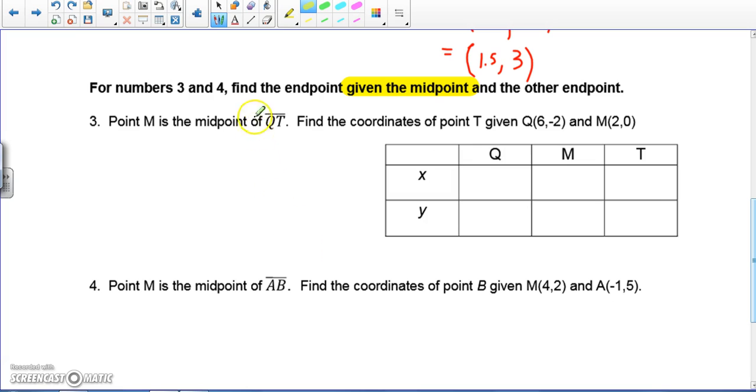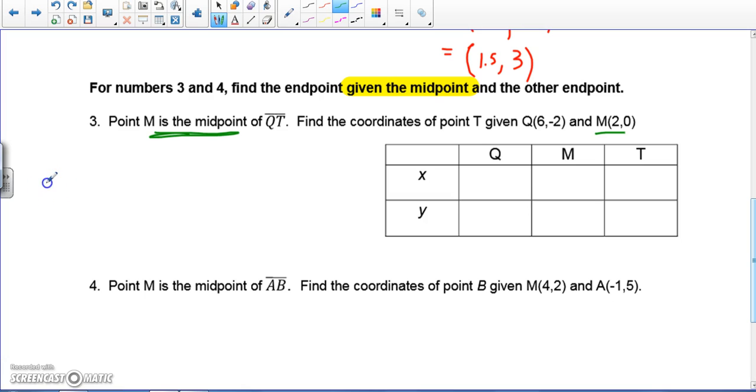So we want to find the other endpoint. We're working backwards here. It says point M is the midpoint of QT. So there's our key. We have the midpoint. We basically have the answer. Let me show you one way to do this. We know the midpoint M is 2, 0.